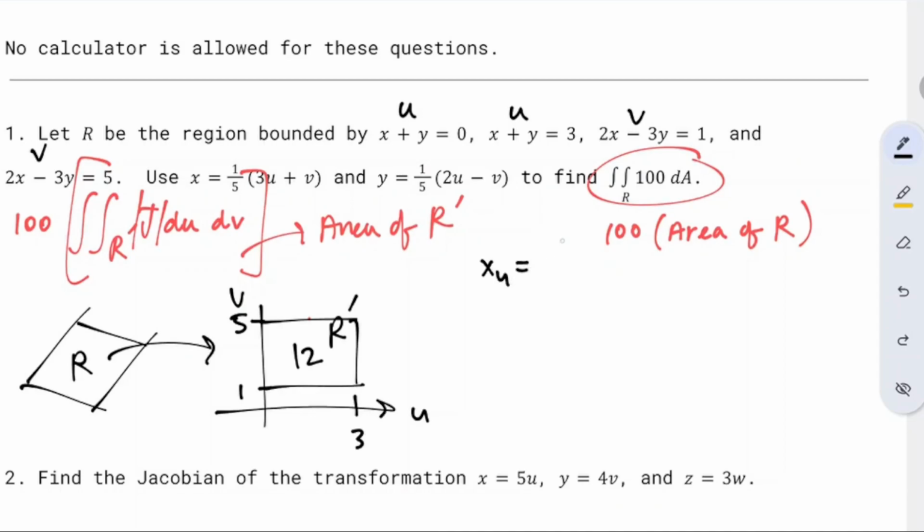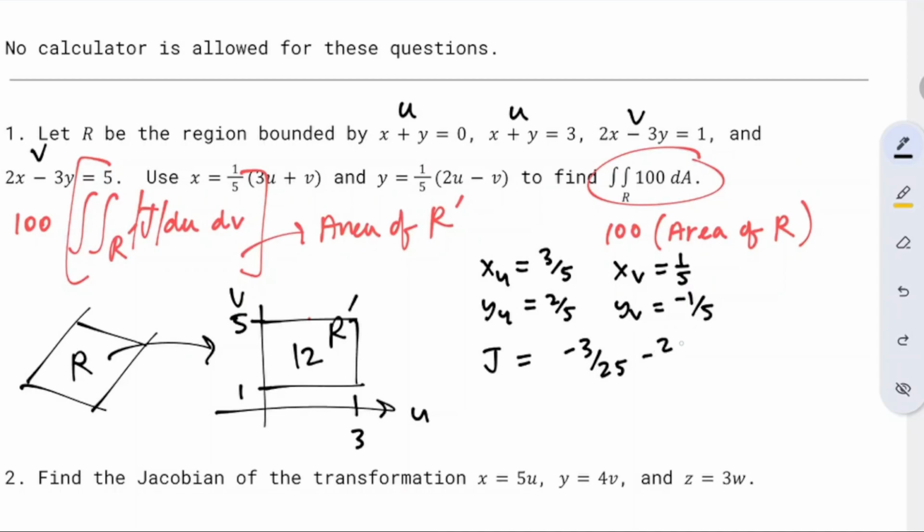Then the absolute value of j is going to be, all right, so xu equals 3/5, xv equals 1/5, yu equals 2/5, and yv equals -1/5. I'm going to take that determinant to get j, so j would be -3/25 minus 2/25 is -5/25. So the absolute value of j would be 1/5.